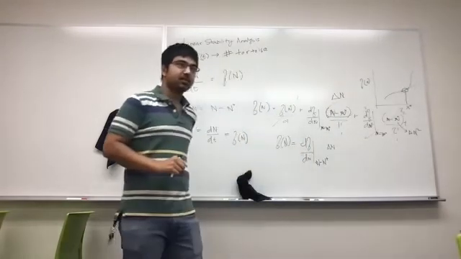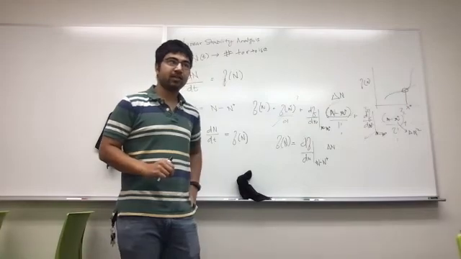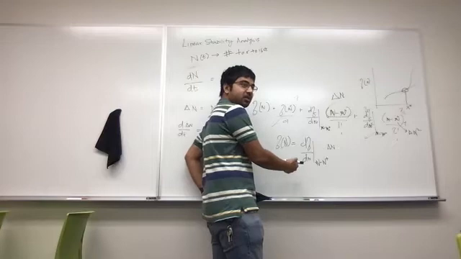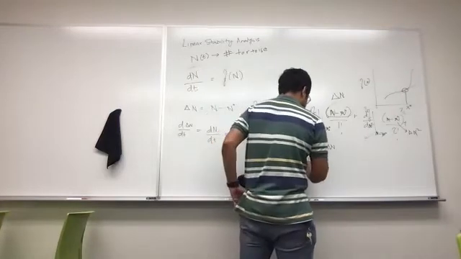Does this make sense? Right? This is a constant, because it's a derivative at an equilibrium point. I'm going to call this constant lambda.